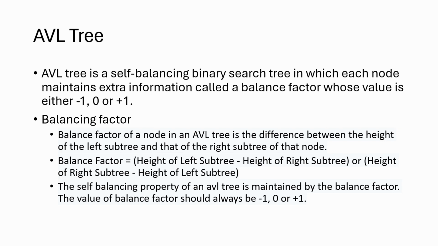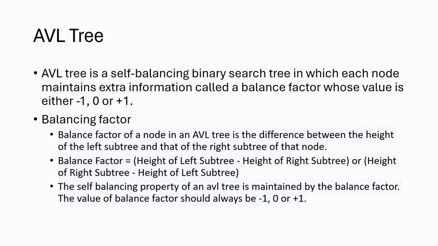Now, AVL tree. It's a self-balancing binary search tree. So it's a type of search tree that balances itself, in which each node maintains extra information called a balance factor, whose value can be either -1, 0, or +1. So you should keep in mind that the balance factor of each node should be -1, 0, or +1. I'm going to go through some textbook explanation for balance factor, and then we'll walk through an example which will illustrate how we go about doing this.